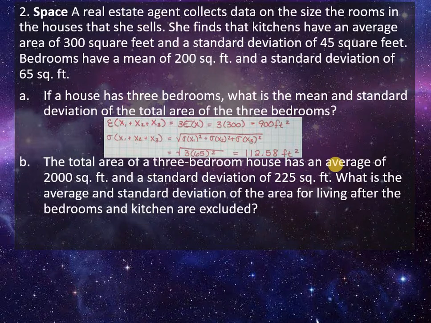Standard deviation should be 11. I'm sorry. Oh, is it 200? Do I not know how to math? No. Have an average area of 300 square feet. Keep reading. I don't read good, apparently. Okay. So bedrooms have a mean of 200, so yes. So this should be 3 times 200, so it should be 600 feet squared.